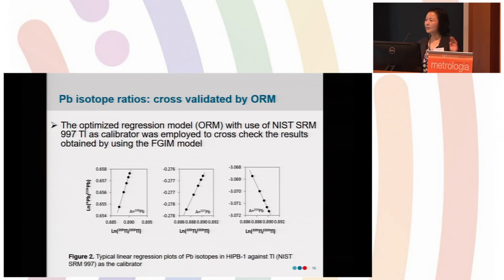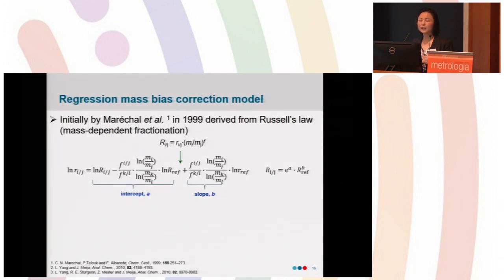So that is the primary method. Another method is called the optimized regression model, which uses NIST SRM thallium as a calibrator, and was also used to cross-check results obtained by the FGIM model. This model is based on the linear relationship observed between your analyte and your calibrator. So I'm going to explain this regression model a little bit.